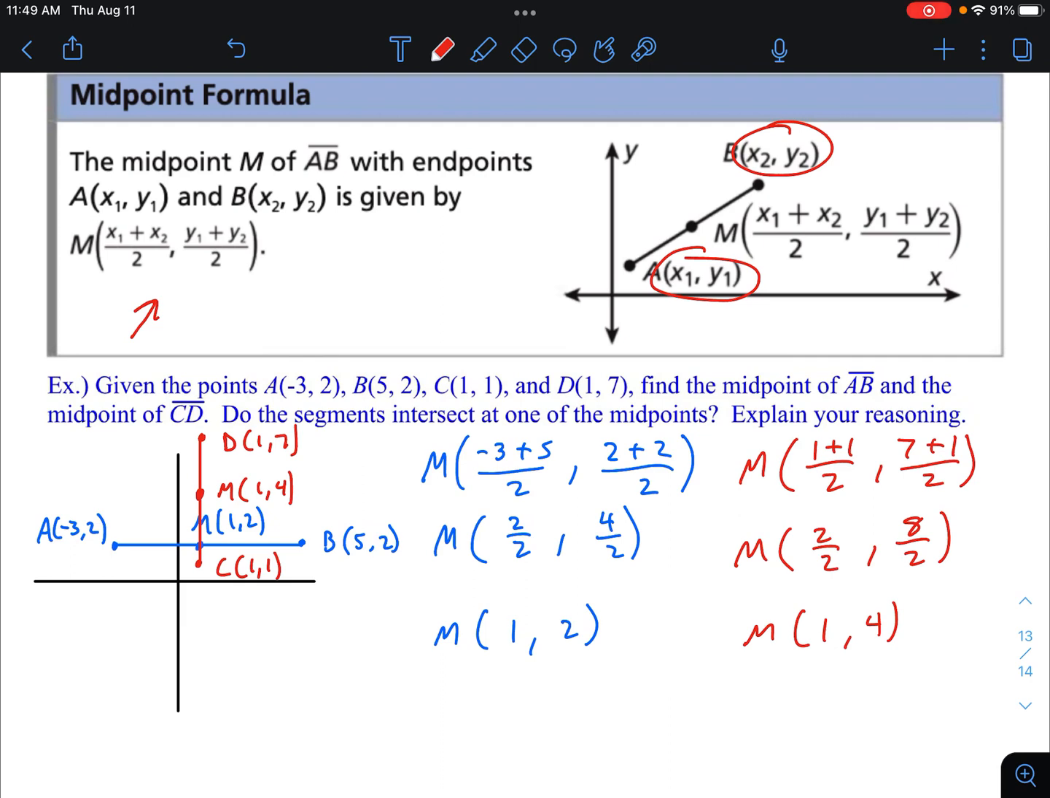Now it does ask a separate question here. It says, do the segments intersect at one of the midpoints? And they actually do. They intersect at the blue midpoint right here, which I'll highlight in green. They actually cross right there at (1, 2). So in essence, segment CD bisects segment AB. Bisect meaning it cuts in half segment AB. It goes right through the midpoint of segment AB.